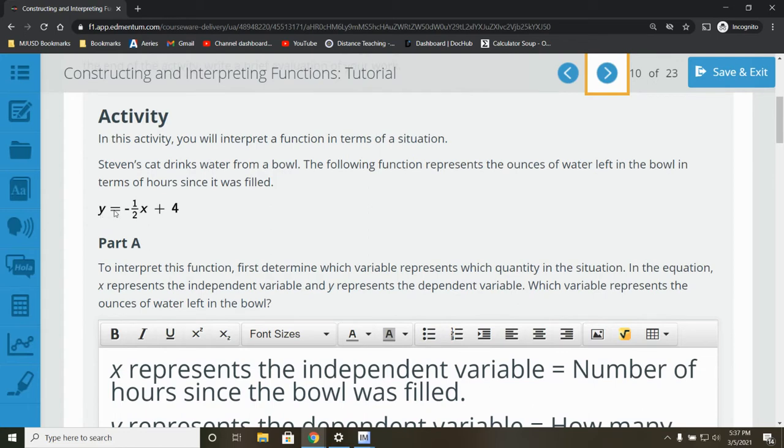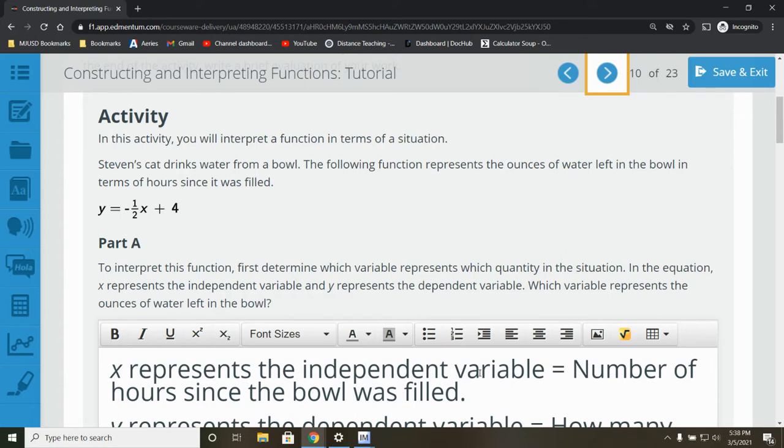y equals negative one half x plus 4. So what do all those parts mean? To interpret this function, first determine which variable represents which quantity in the situation. In the equation, x represents the independent variable, and y represents the dependent variable. The question is, which variable represents the ounces of water left in the bowl?